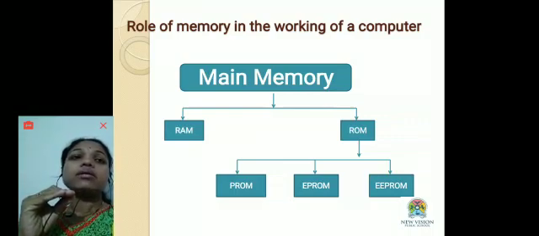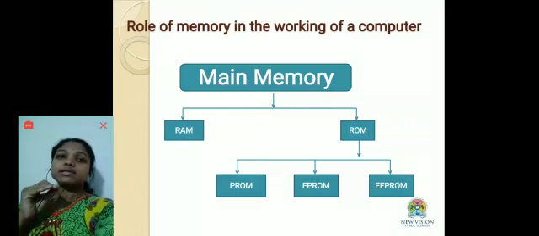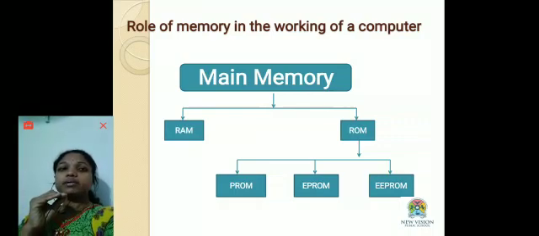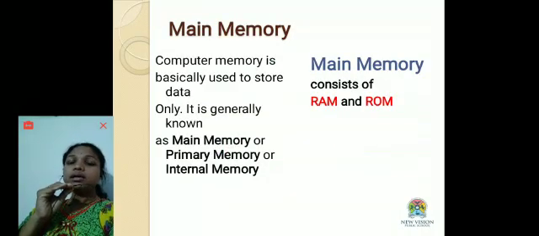There are many types of memory. See, the main memory. The main memory has two types. One is RAM and the second one is ROM. And ROM is again divided into three types: PROM, EPROM and EEPROM.